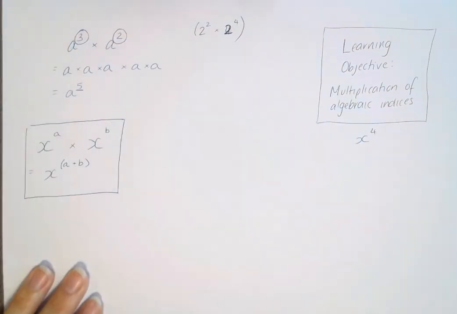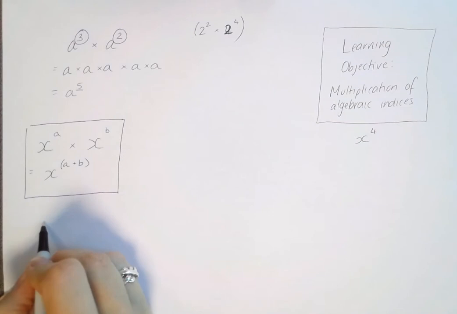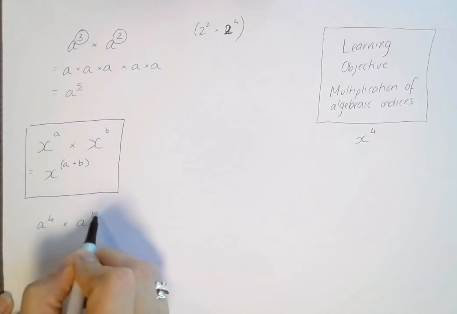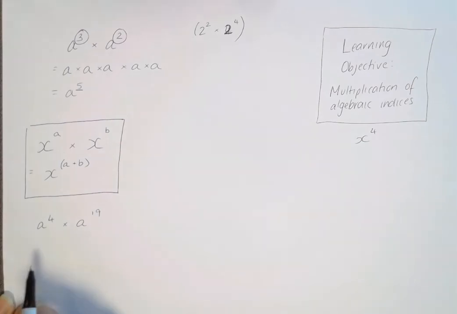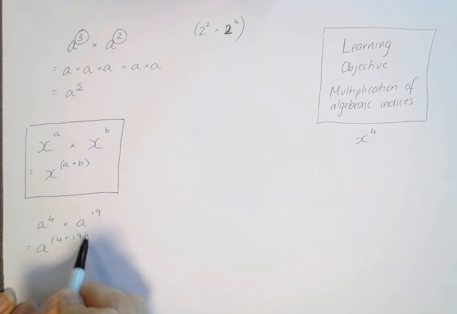So if this is our rule, we can apply it really easily. Instead of having to expand it out every time, I could give you a to the power of 4 times a to the power of 19. I don't want to write out a times a all the way to 19 times, but with this rule, since we've got the same base, I can say it will be a to the power of 4 plus 19, which is a to the power of 23. It's quite a big number, but we've been able to do it very quickly with our rule.